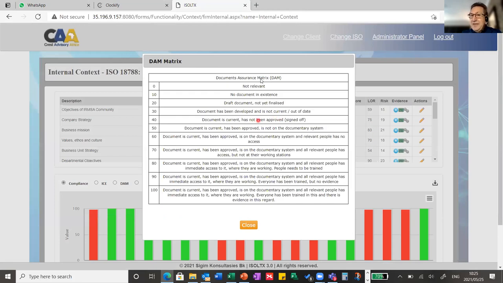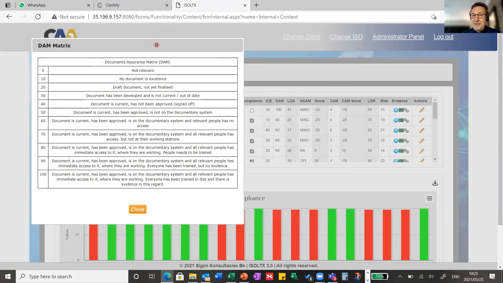And the document that has to be there to prove what you have done is possibly in the current state. We have looked at what is the desired state and what is the current state. So we are busy now evaluating the current state to do for you a continuous gap analysis. The document in the desired state is: the document is current, it has been approved, it is on the documentary system, and all relevant people have immediate access to it where they are working. So it is where they have to execute that work, that they've got it electronically, it doesn't matter how. And then everyone has been trained in this, and there is evidence in this regard.